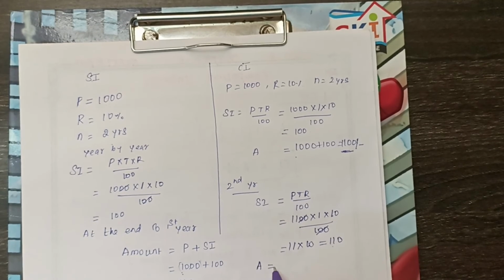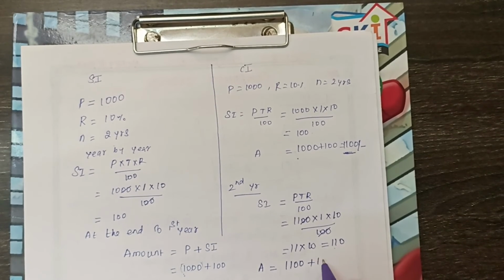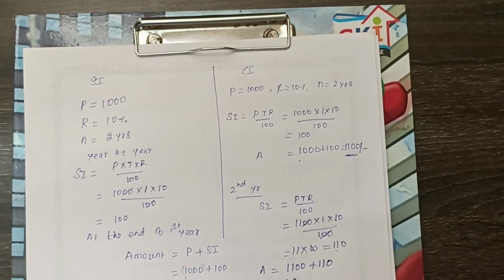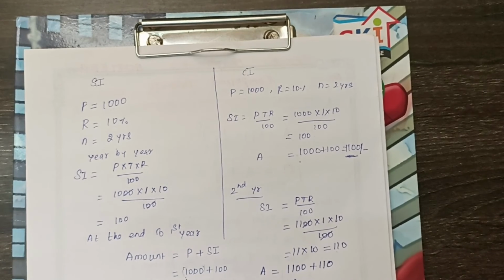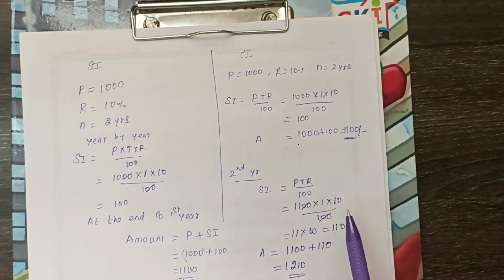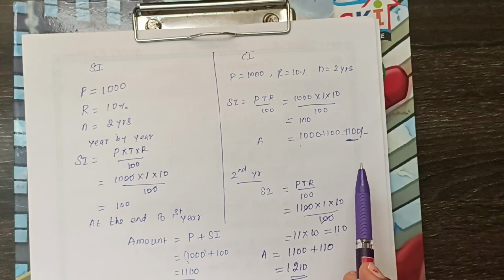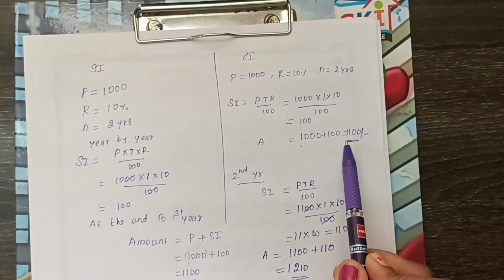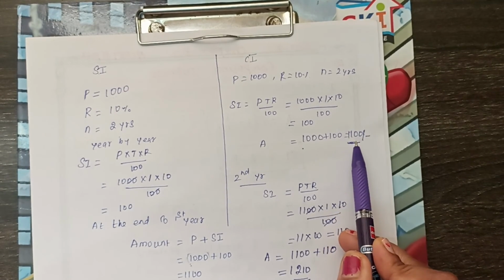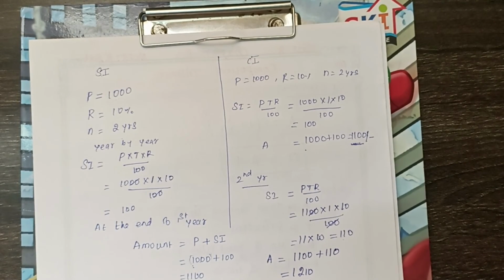So the total amount at the end of the second year is the principal amount plus interest: 1100 plus 110, so totally we have 1210. This is the difference between simple interest and compound interest. In simple interest, the principal amount will be the same for all the years. But in compound interest, the amount at the end of the first year will become the principal amount for the next year. This is the difference between simple interest and compound interest.